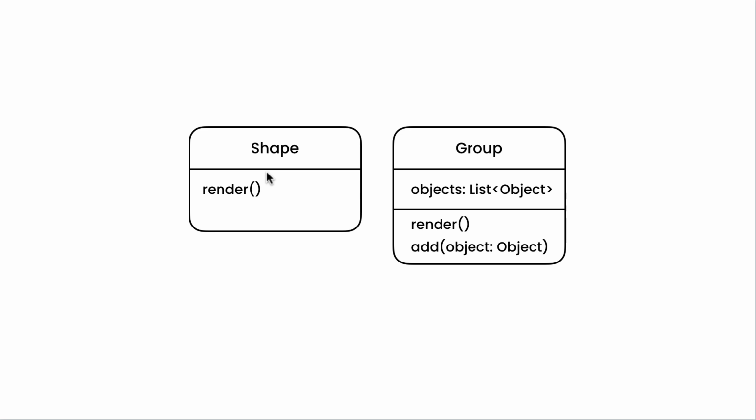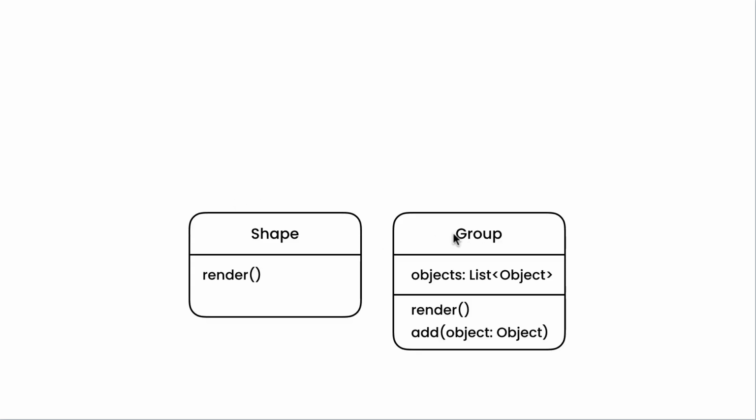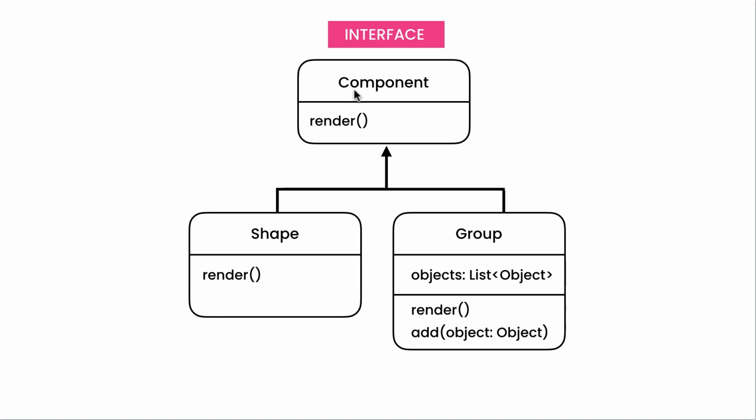What is common between these two types? It's the act of rendering. Both these types have a render method, right? So we need to introduce an interface called component and declare the render method here. These types are going to implement the render method differently.